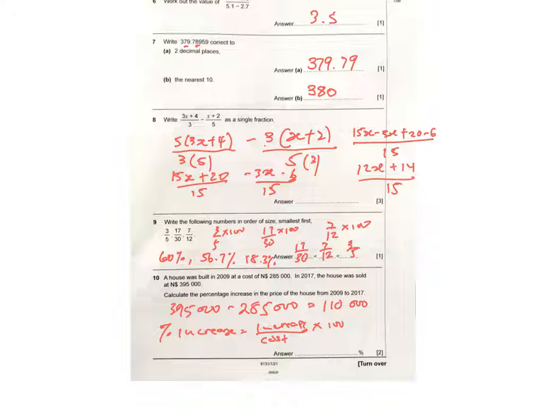How much is our increase? So we have 110,000. We divide by the cost. How much did it cost? This was the cost price. So we have 285,000. Then we multiply by 100. If you calculate that one, you get 38.6%. Percent is already there, so we don't need to write this percent.